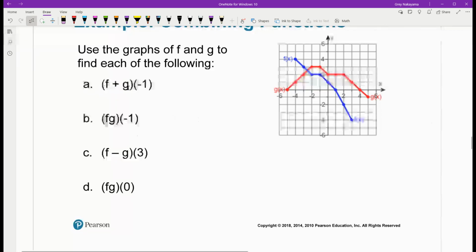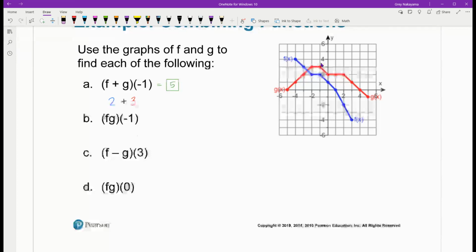Okay, f plus g of x. Remember, I'm just adding the two. So go to the picture and tell me what f of -1 is. Well, f is the blue line. So if I go to -1 and I go up to the blue, I'm going to be at 2. And then I'm going to add whatever the g value is. Well, the g value is red. At -1, it is equal to 3. So 2 plus 3 is 5.